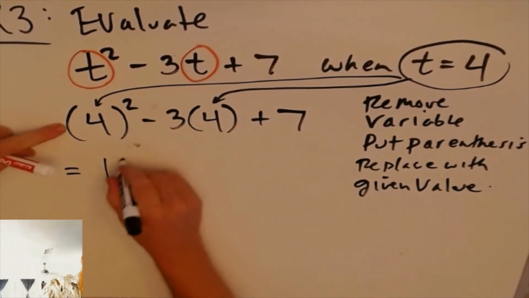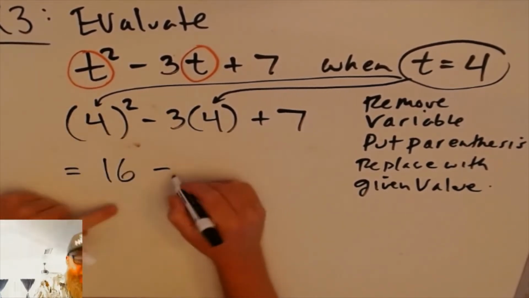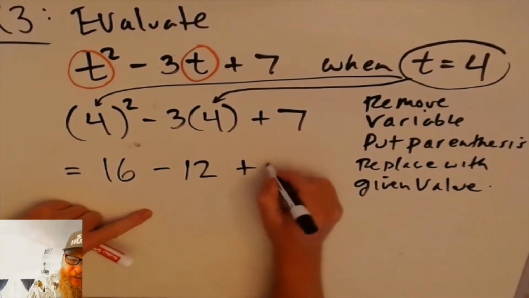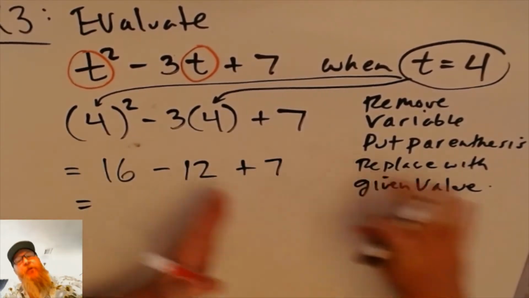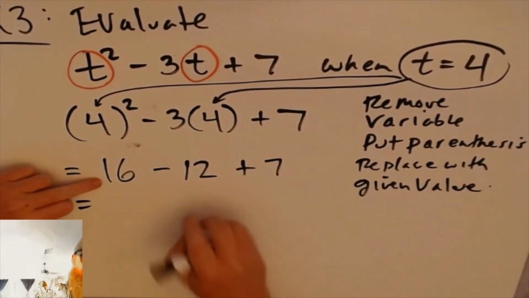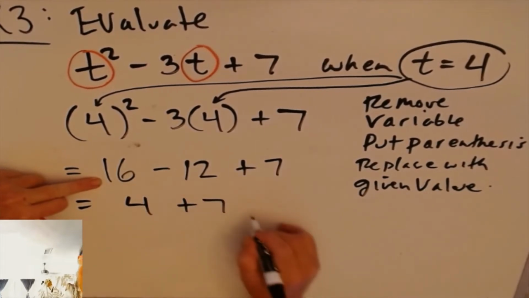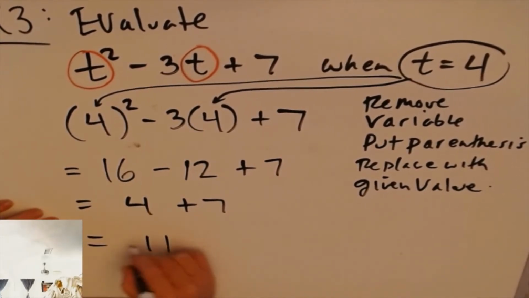4 squared is 16. 3 times 4 is 12. And then follow the order of operations. 16 minus 12 is 4. And 4 plus 7 is 11.